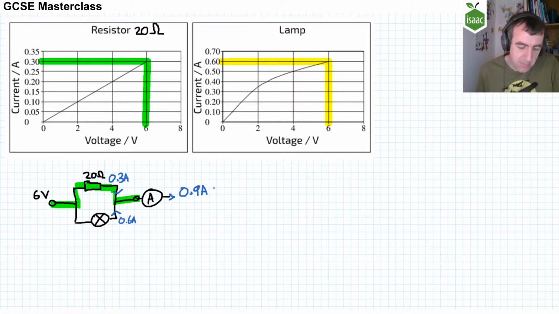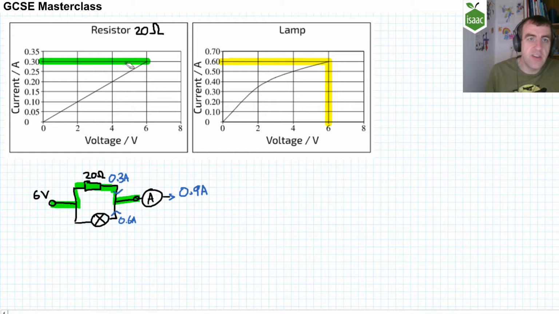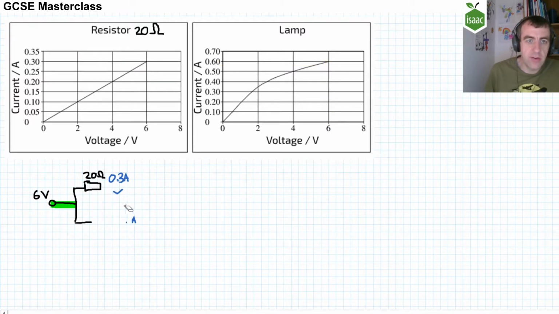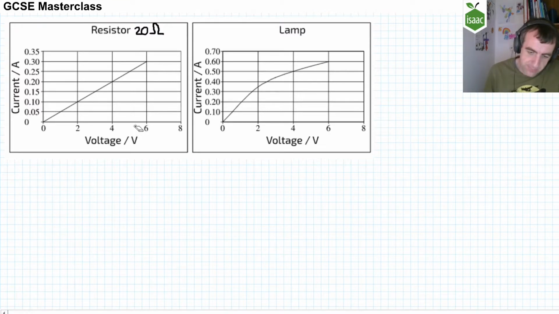Let's not be lazy. So then we move on to F, which is ominously labelled as harder. And the reason why it's harder is because if you look at the question, it says we're now using a 14-volt supply. And yet if you look at both graphs, you'll notice that the resistor goes up to 6 volts and the lamp goes up to 6 volts. And we're wiring these in series. So let's draw a sketch.